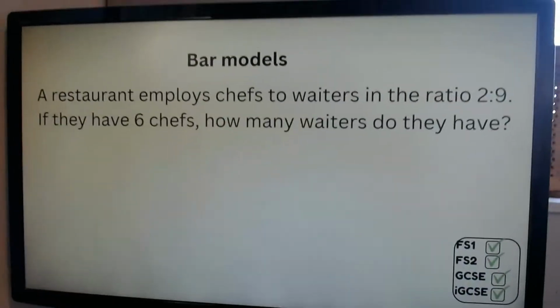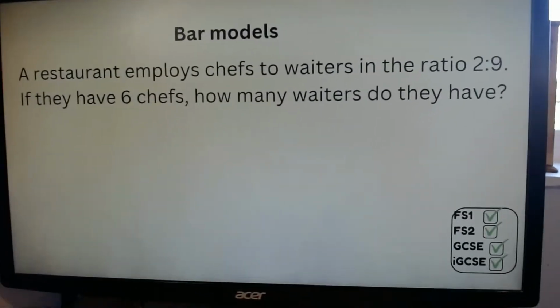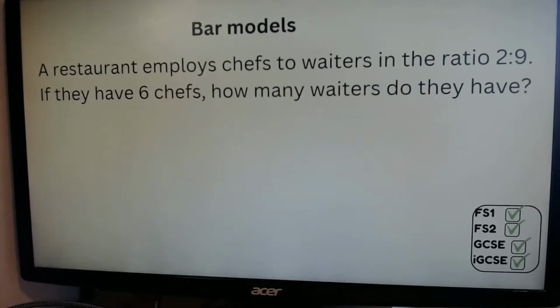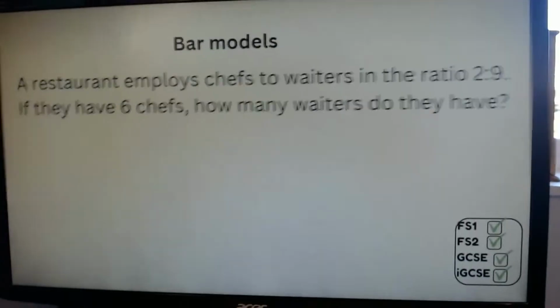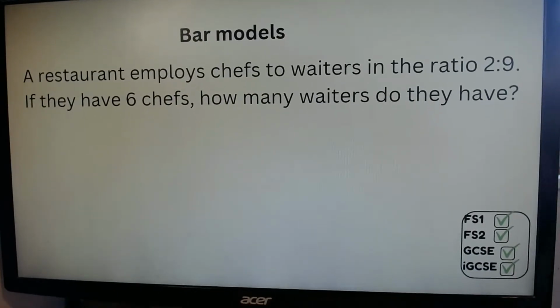Right, last thing I want to talk about then is the bar models. I sort of introduced you to them, but we can use them in multiple different ways. We can use the bar model like we did with that proportion question where we're just talking about a single person. We can also use it to compare different amounts, which is what we're going to do here, okay? So a restaurant employs chefs to waiters in the ratio 2 to 9. If they have 6 chefs, how many waiters do they have?